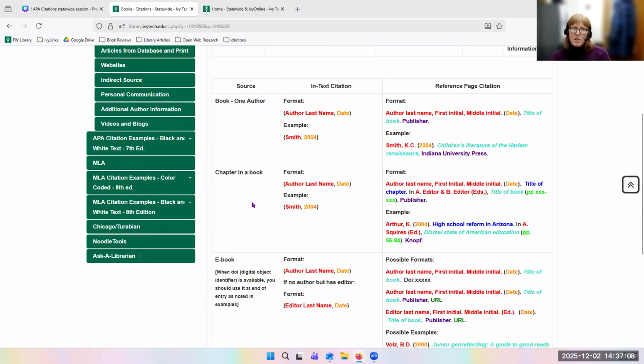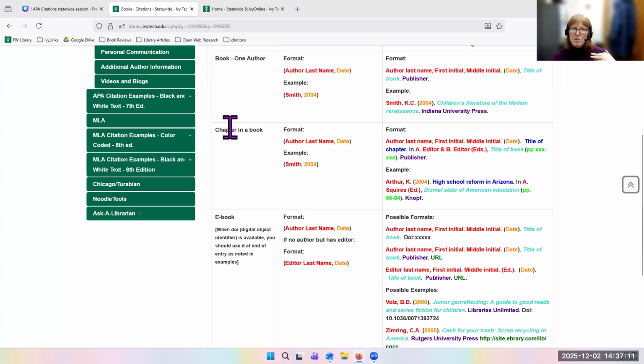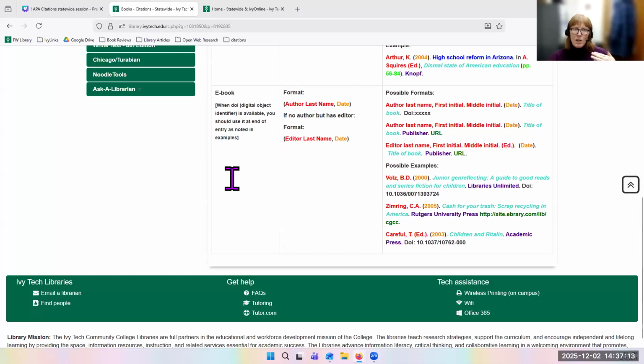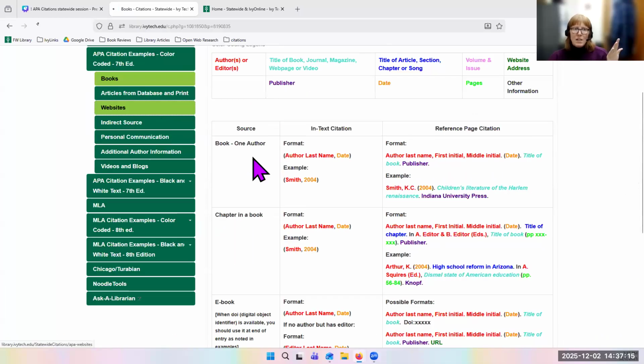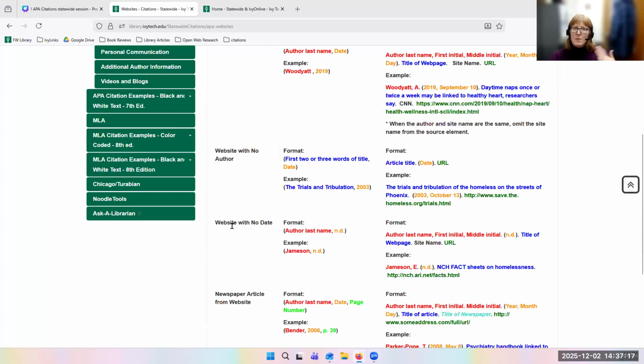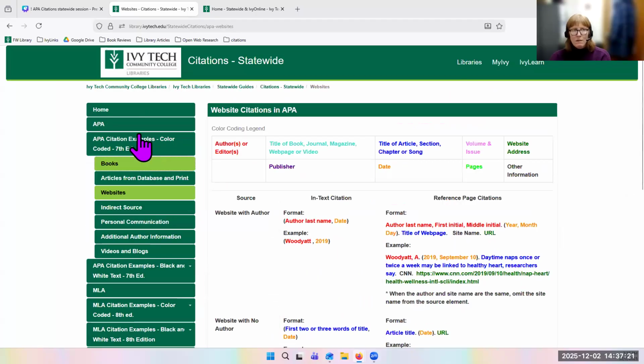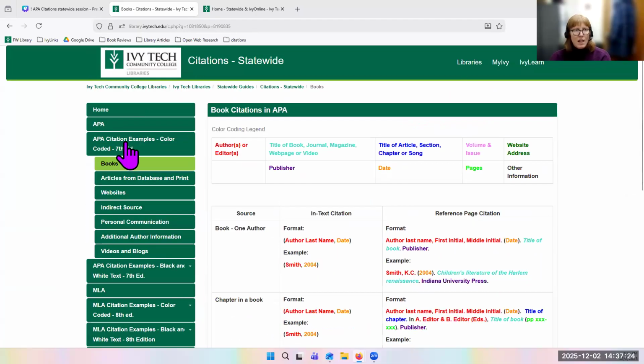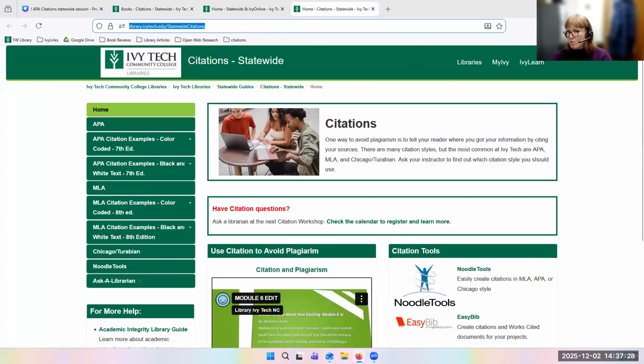And more specifically, the type of source, but maybe if it's just a chapter or an ebook or a website with no author or a website with no date, it gives you that information on how to cite it. Okay. I will share that in the chat as well.